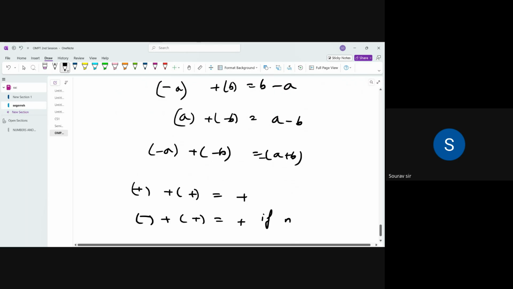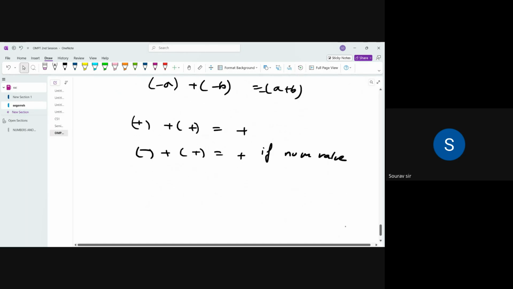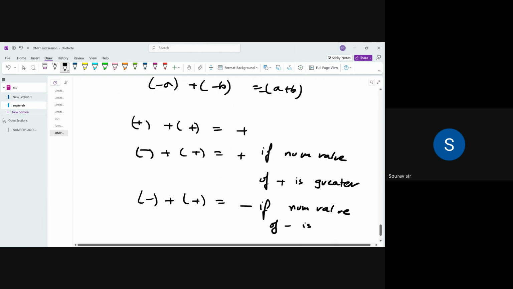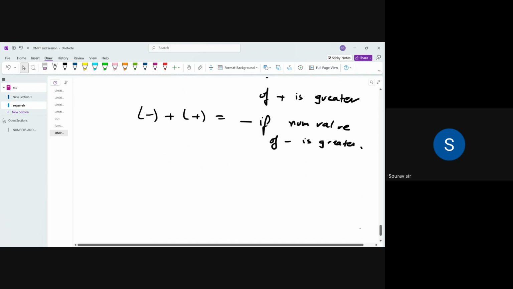But if the numerical value associated with the plus is greater, it has to be greater. And minus plus plus is equal to minus when the numerical value of minus is greater. This is minus plus, and minus plus minus is equal to minus.